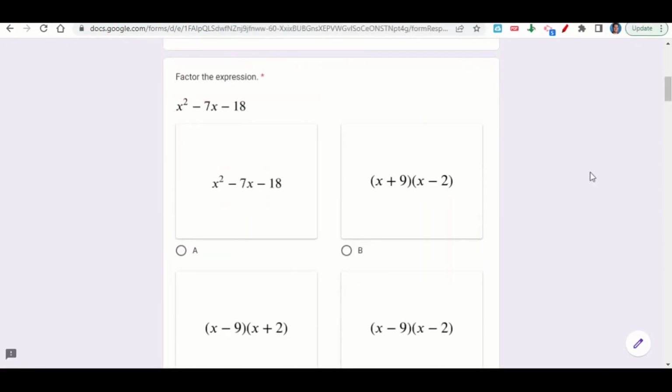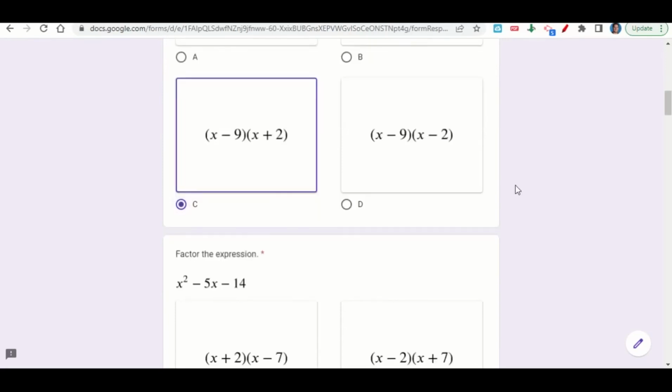The first one says x squared minus 7x minus 18. So we would create our magic x, and we need two numbers that multiply to get 18 and subtract to get 7 because this is minus. So when we do that, we have 9 and 2. When we multiply those together, we get 18, and they subtract to get 7. So we know that this is negative, so the bigger number needs to be negative. So we have negative 9, so x minus 9 times x plus 2, which is this one right here.